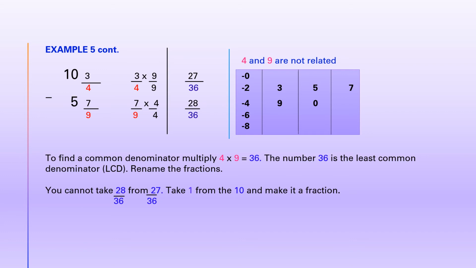We got to rename these fractions. The top one, the 3/4, I'll rename it by 9. 3 times 9 is 27 on top. 4 times 9 is 36 at the bottom. The 7/9, 7 times 4 is 28 on top, 36 at the bottom. Now we're asked to subtract. But you can't subtract 28 36ths from 27 of them.